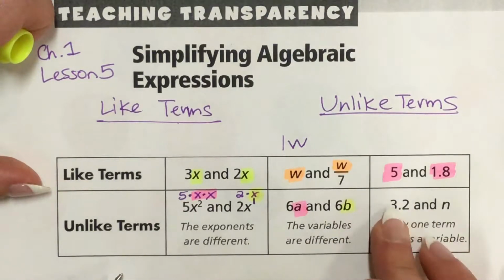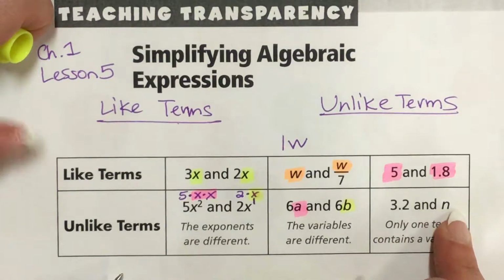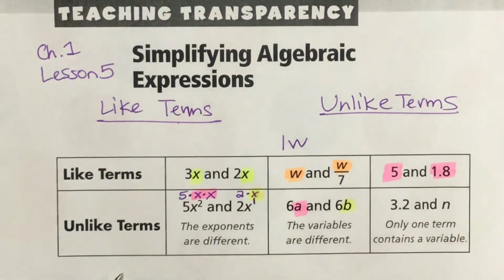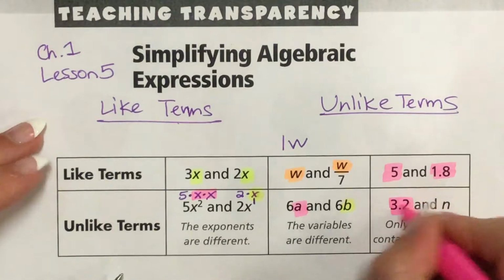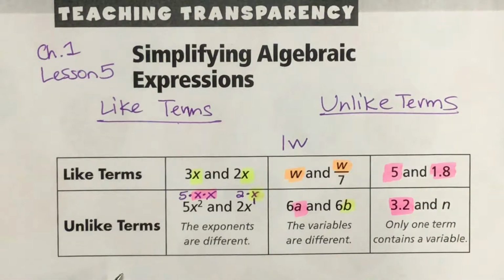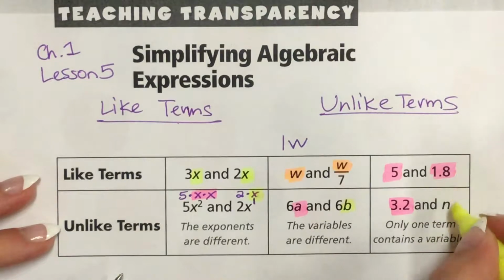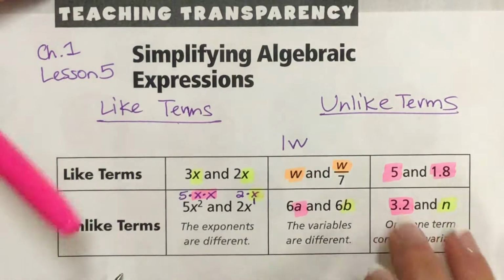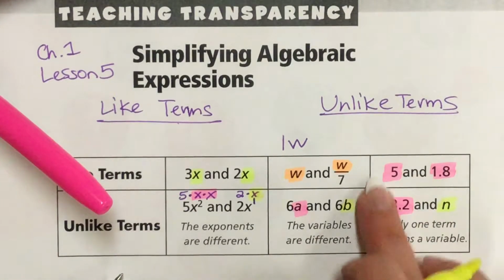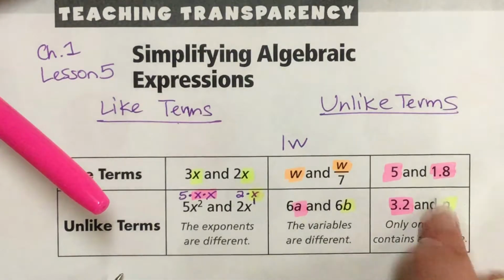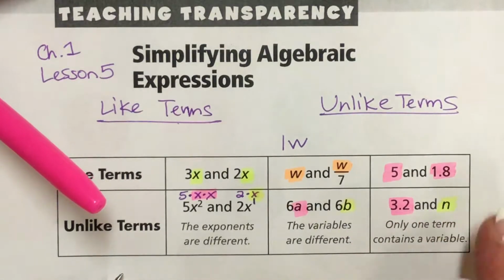Okay, let's go on to the next one. We have 3.2 and N. So 3.2 is a number which you can combine with other numbers, and N is a variable. You cannot combine numbers and variables. Numbers can only be combined with other numbers, and N can only be combined with other N's. Okay, so let's look at how this works out.